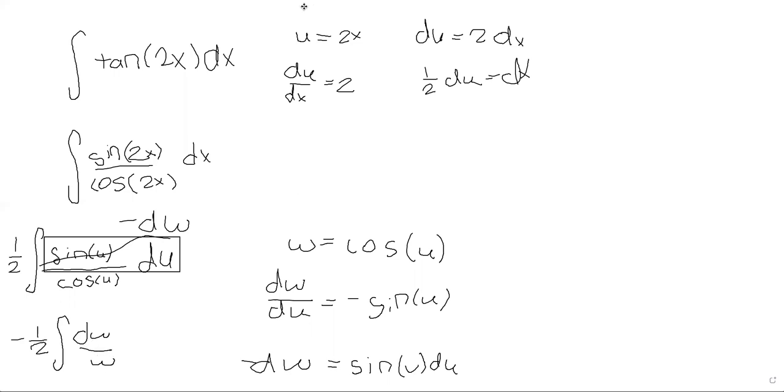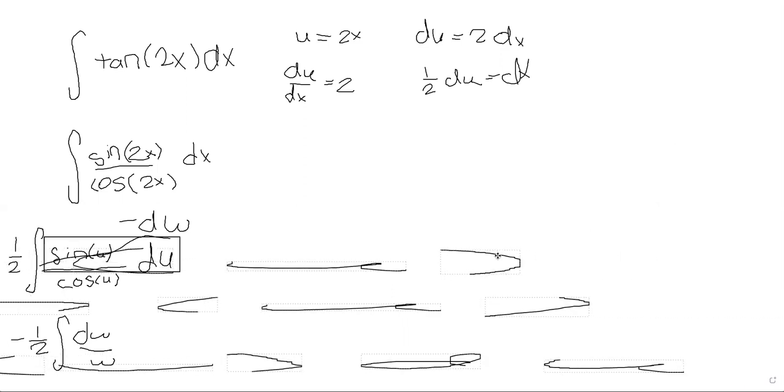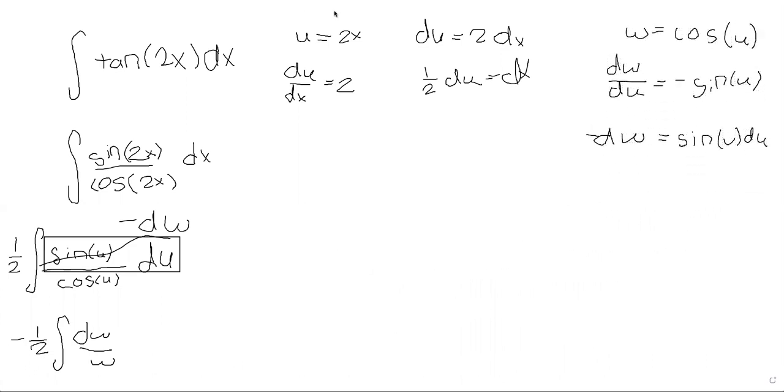And this is a really common integral. We remember that this has to be natural log of w when we integrate this. So if we take the antiderivative of dw over w, we're going to get natural log of w plus c. So we have negative 1/2 natural log of w plus c. So we have our final answer, but we're not quite finished yet.